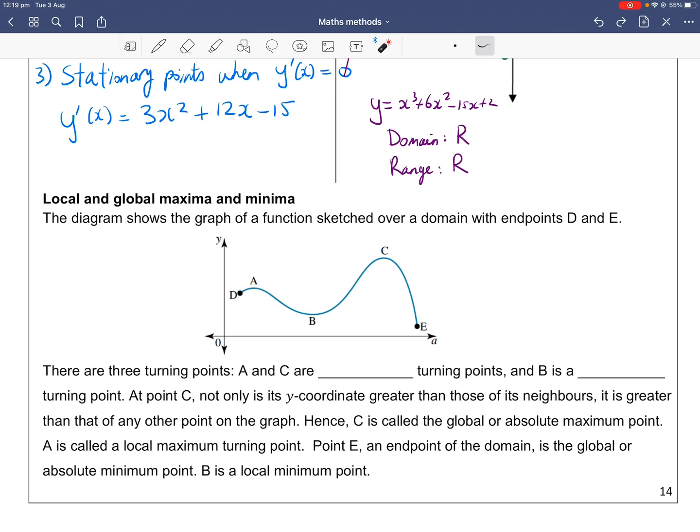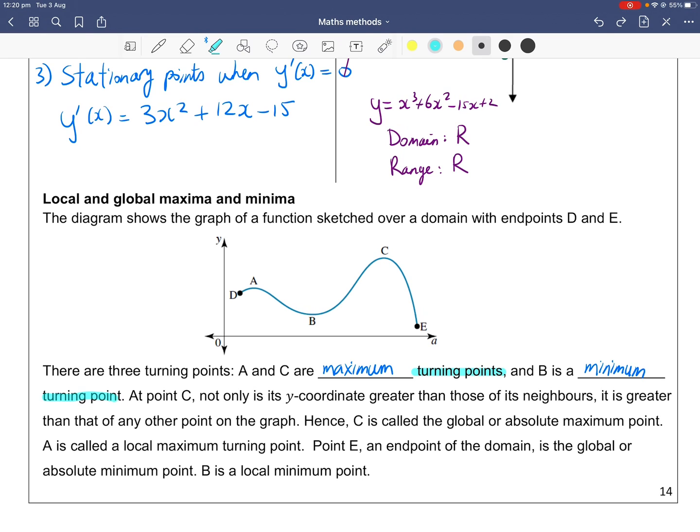Namely, we've got a sad face happening at A, we've got a happy face minimum happening at B, and we've got another sad face happening at C. So what we can say is A and C are our maximum turning points, because these are stationary points, sad face. And we know that B is a minimum because it's a happy face turning point.